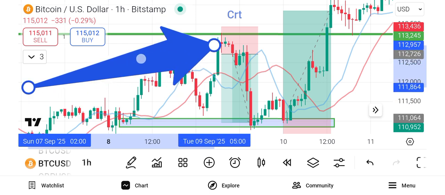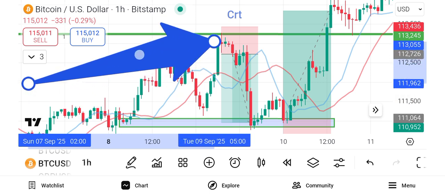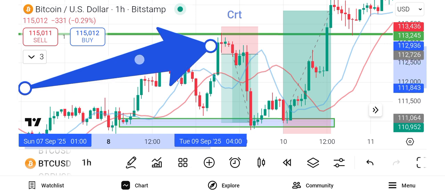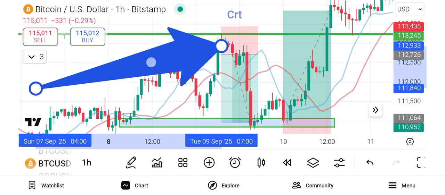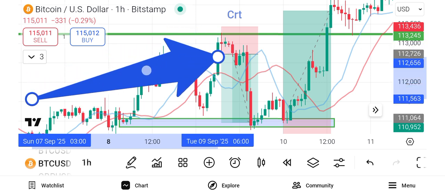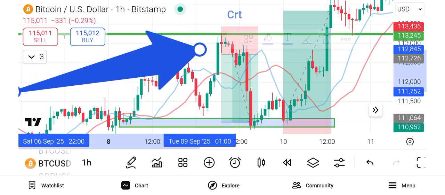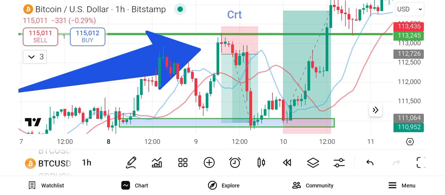Now you will see that this accumulation candle stopped here, and this red candle just swept up above. That is what we mean by turtle soup. It just sweeps above this very big candle, touches the resistance level, comes back and closes below the resistance level. You can see the resistance level.